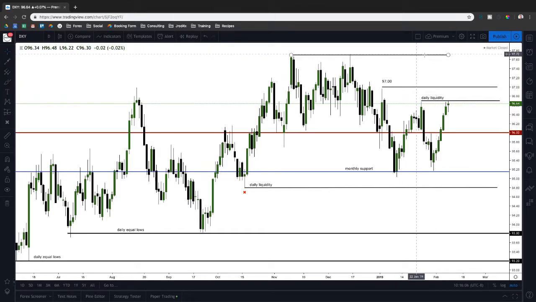You're not going to know as soon as it gets there, but you have to analyze and be observant of what price action is doing around those key levels.